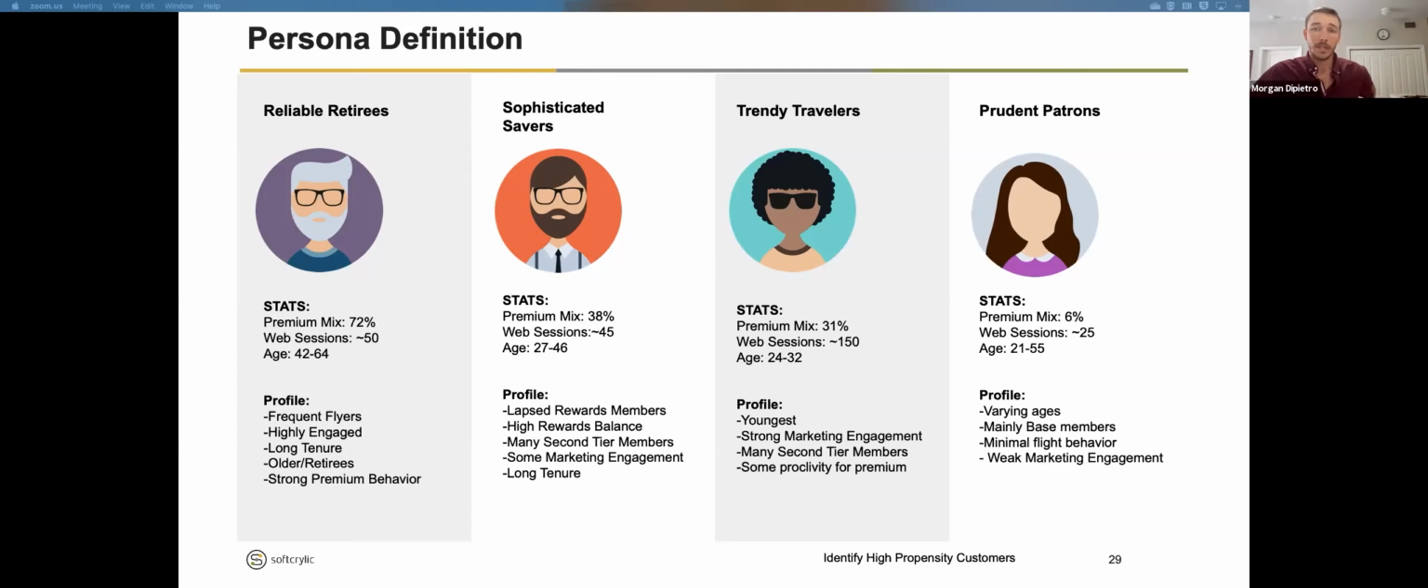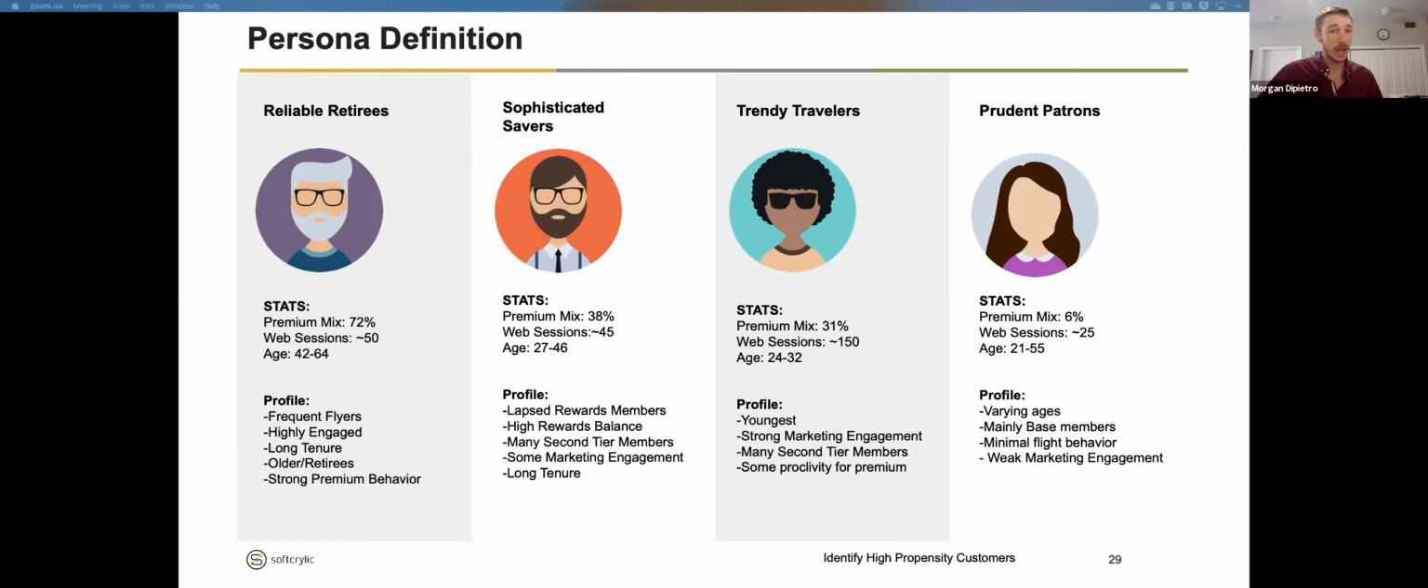And then we have our prudent patrons. It looks like what the clustering algorithm did here is a premium mix of 6%, a small amount of web sessions, and a really varying age range. So this is a cluster that was not defined as well. This is a cluster that the model placed a lot of members in, and it's a little bit vague. Really, they have minimal flight behavior, very weak engagement in digital and marketing channels. So we would say, okay, the prudent patrons, we don't think that they're a great group to target. They really show very low premium mix. Are we really going to be able to bump that up?